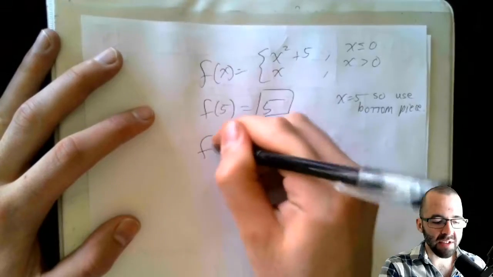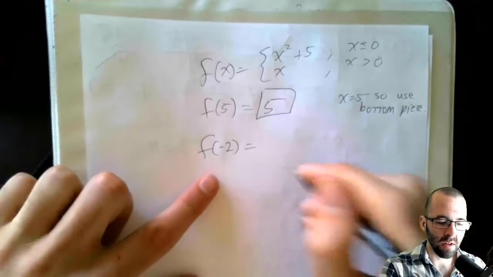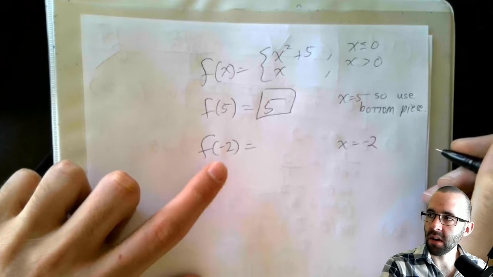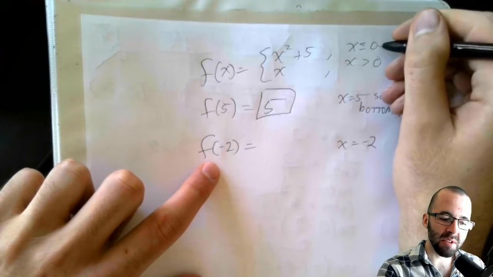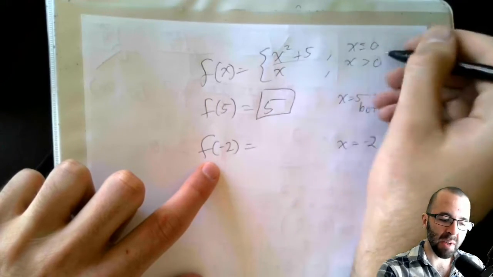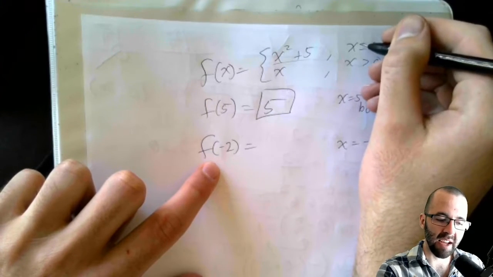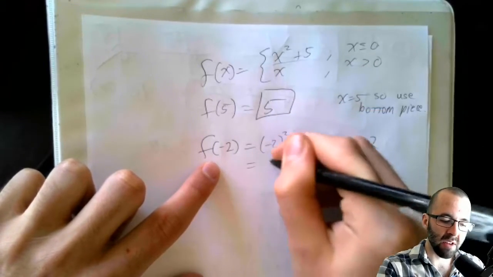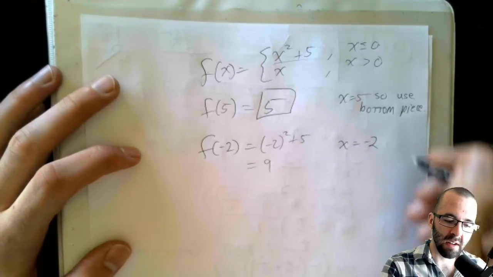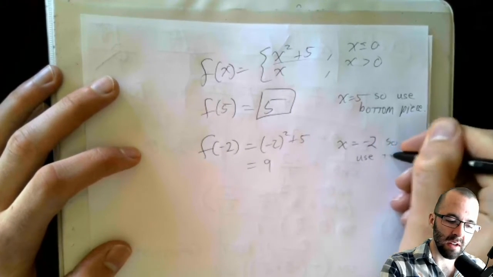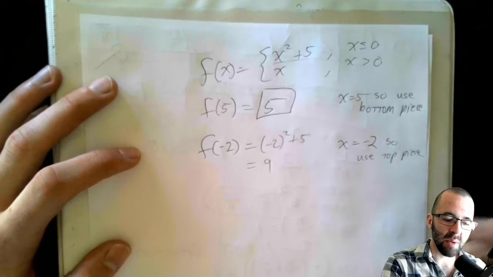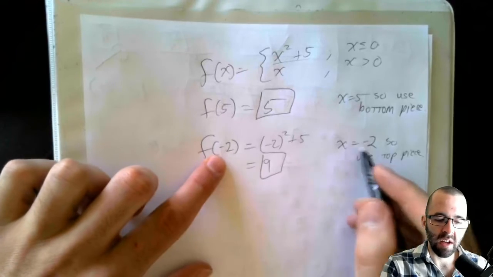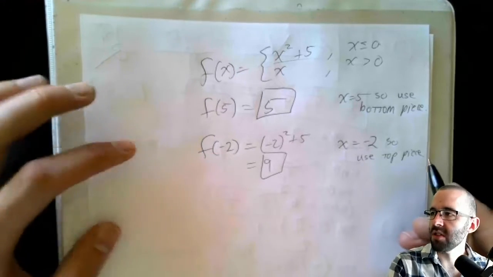But for example, if we have something like f of negative 2, well, now x is negative 2. If x is negative 2, we have to use this piece. This top piece is the one we use when x is negative. So it's going to be negative 2 squared plus 5, which is 9. So the whole idea for piecewise functions is you just have to look at what your input is. Your input tells you which piece of the function to use.